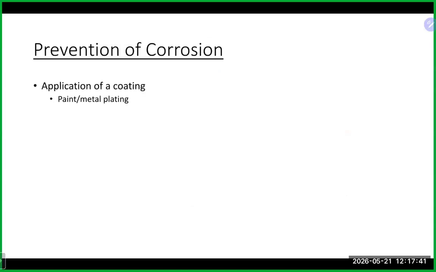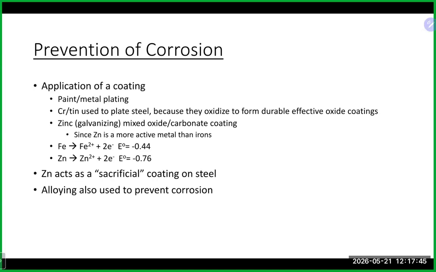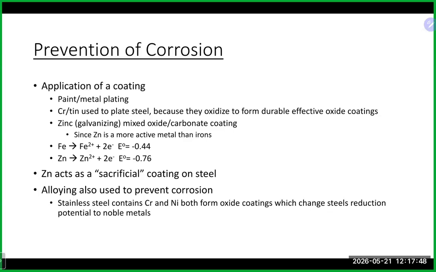Now, there are a couple ways that you could prevent corrosion, which would obviously be the second part of question 6 or 7, which is how would you prevent corrosion? And you could apply some type of coating to it, so something like paint, the good old Rust-Oleum paint, right? So you paint something with some Rust-Oleum paint. Hopefully, it protects it. You can also do some type of metal plating to it. Chromium tin is used to plate steel because they form these kind of protective coatings. You can also do some type of galvanizing with zinc.